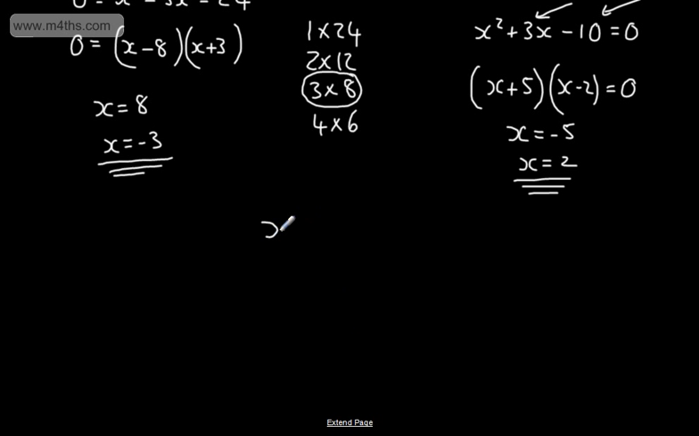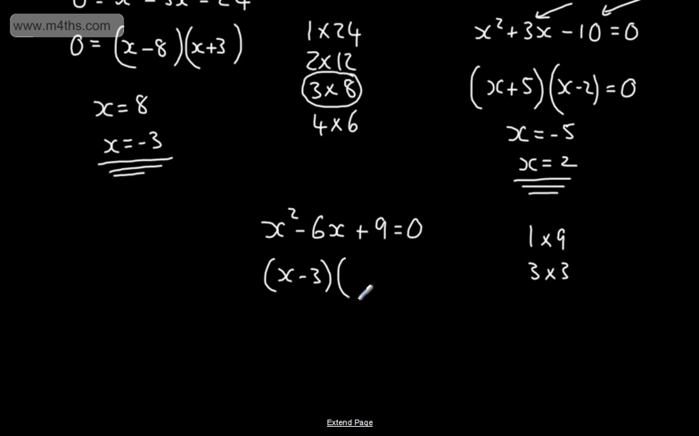We'll look at x squared minus 6x plus 9 is equal to 0. If we look at this now with 9, 1 times by 9, 3 times by 3, we can see that this is going to be x minus 3 multiplied by x minus 3, and that will give us 0. Often we write this as a perfect square, which is x minus 3 all squared.